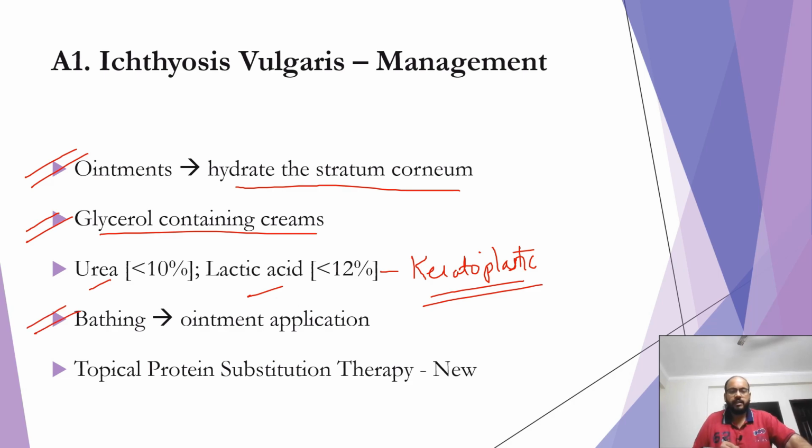Okay, so you have to take a bath and apply ointment. Topical protein substitution therapy is a newer way in which you apply an ointment in which different proteins have been mixed, and these proteins go inside the skin, inside the cell, and replenish the mutated filaggrin protein. But that is more of academic and theoretical interest.